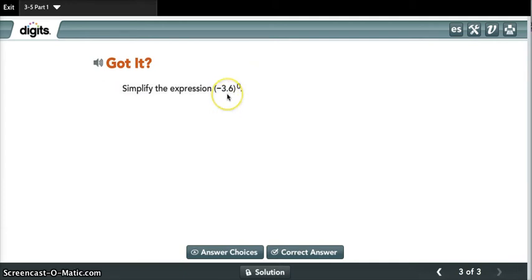Now I have here a negative and a decimal for you to work with, which, don't let that scare you. Anything raised to a 0 is what, everybody? Hopefully you said 1. It is 1. So this answer is simply 1.